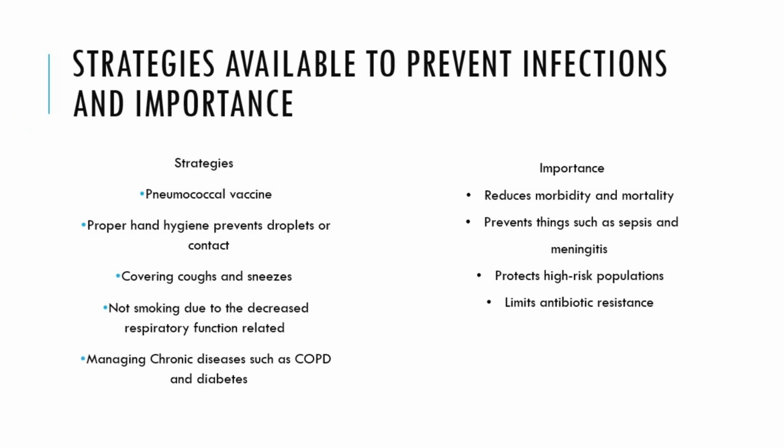Some of the strategies available to prevent Streptococcus pneumonia include the pneumococcal vaccine, proper hand hygiene that would prevent droplet and contact spread of the illness, as well as covering coughs and sneezes, which will prevent the droplet spread of the sickness. Not smoking, because smoking causes respiratory dysfunction, which will make you more susceptible to contracting the sickness. And managing chronic diseases such as COPD and diabetes, because these can suppress your immune system.